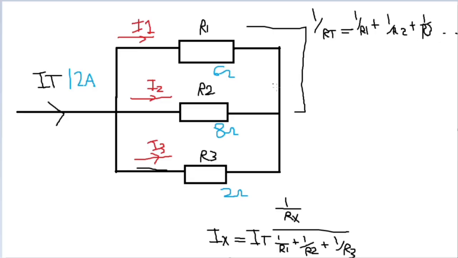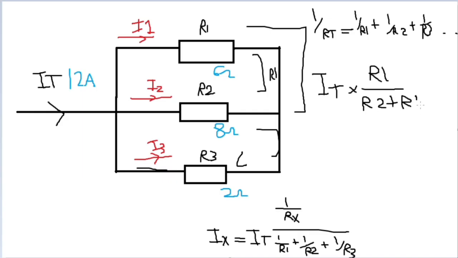So you would do that, and then you would apply the same special formula for the 2 resistors in parallel, which was I total times, in this case, let's name this R1 and this one R2, R2 divided by R1 plus R2. That would be way faster and way simpler than doing this one right here.